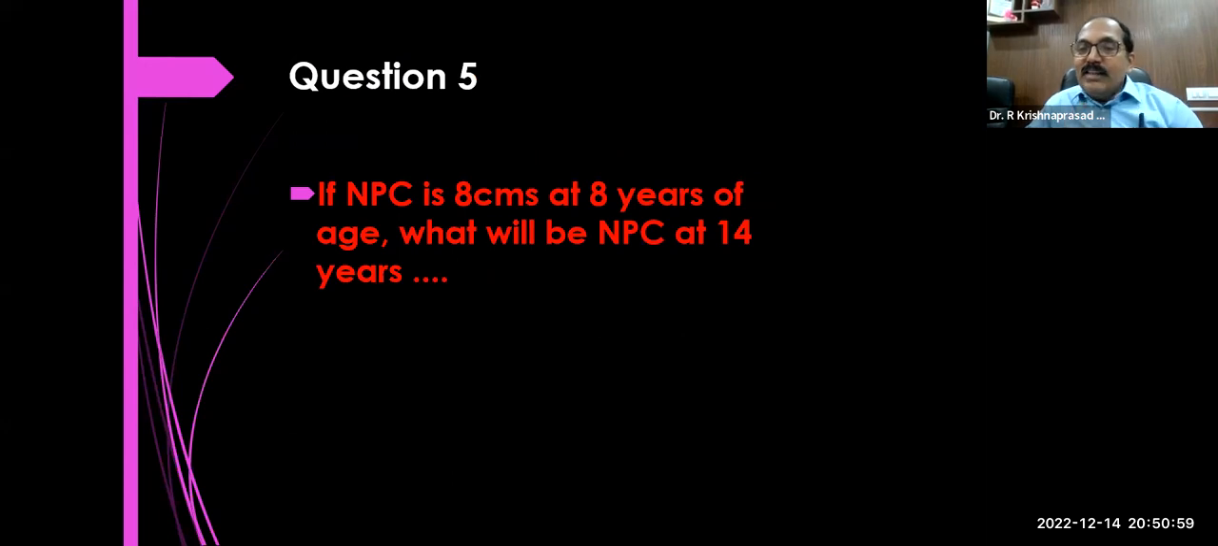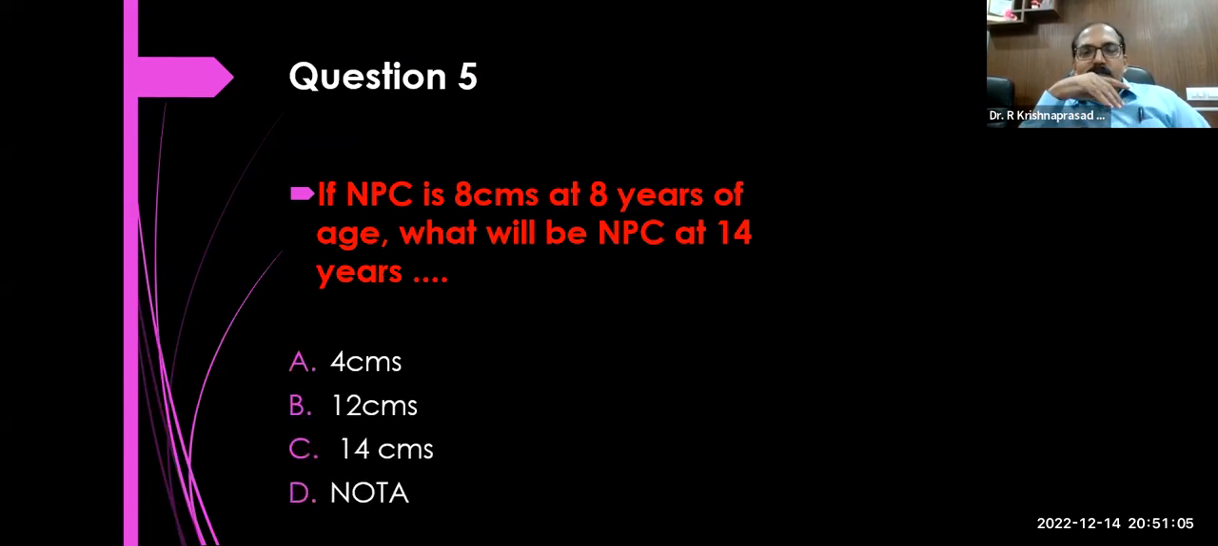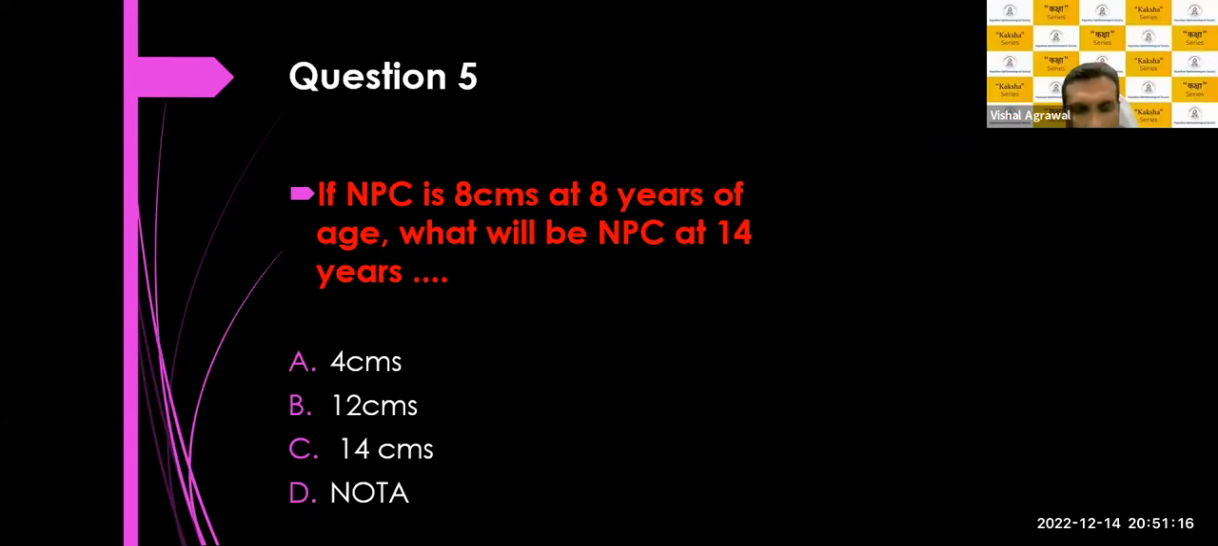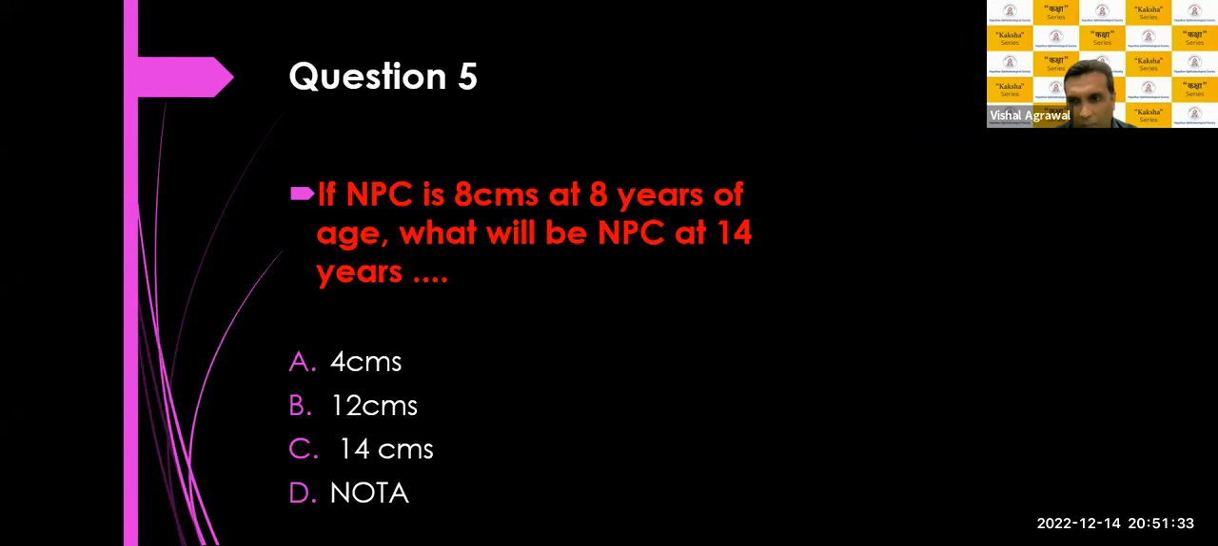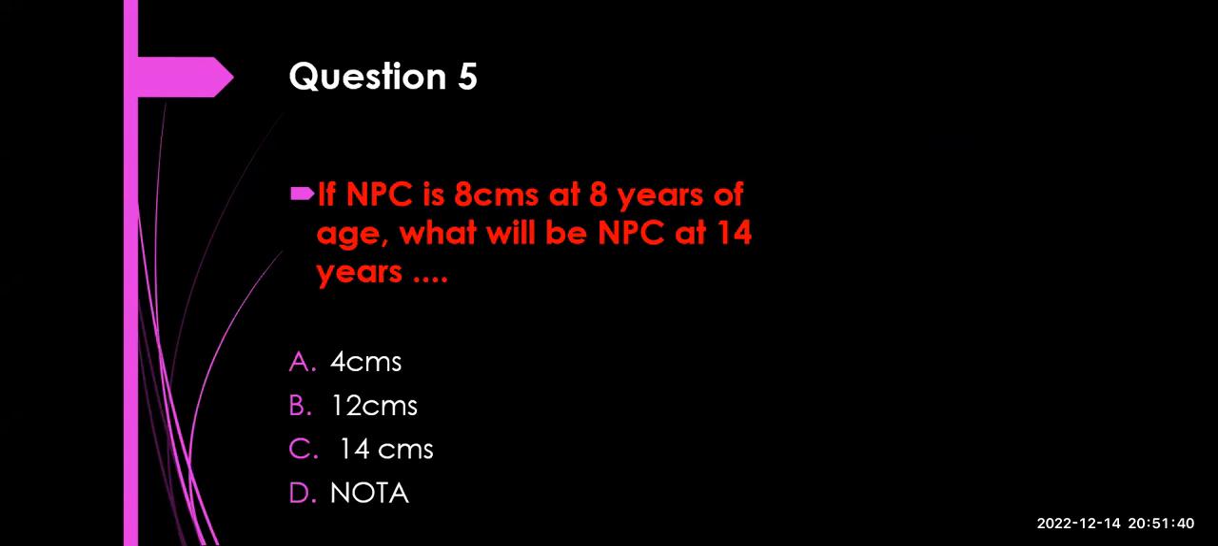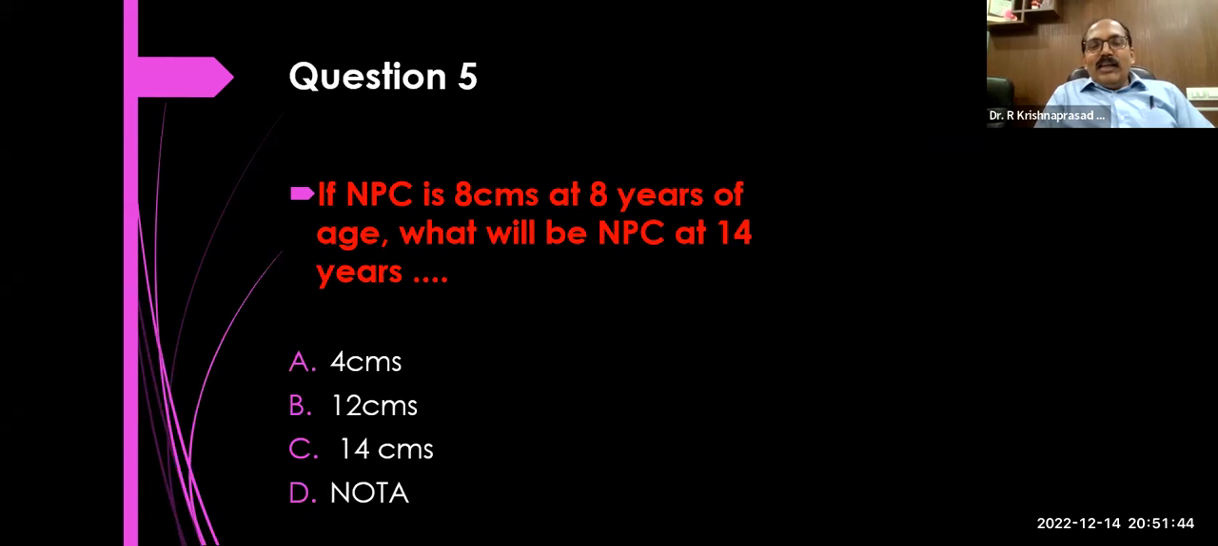Near point of convergence is 8 centimeters at 8 years. What will be the near point of convergence at 14 years? 4 centimeters, 12 centimeters, 15 centimeters, or none of the above? I think 5 seconds should be fine. At 14 years? At 5 years, what will be the NPC? So we have all the answers: A, B, C, D. I think the youngsters normally vote NOTA in the elections. Here nobody's taking NOTA also.